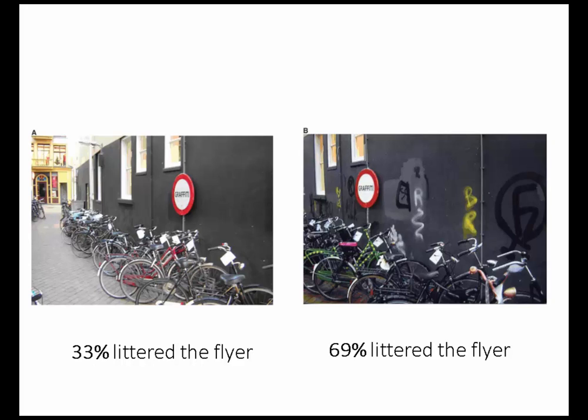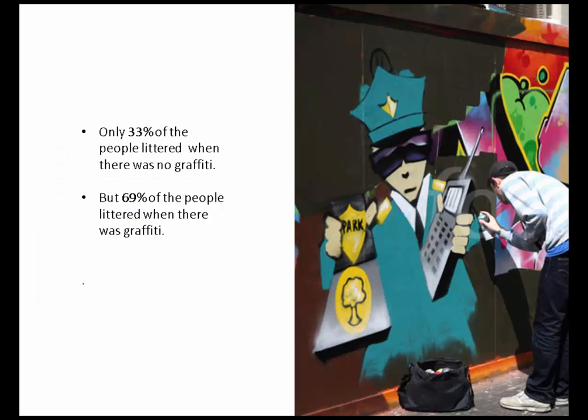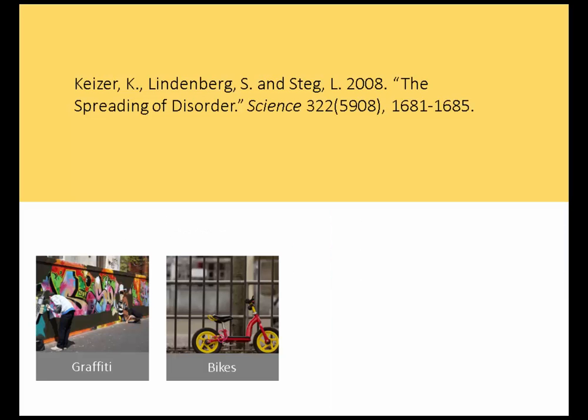You can control for the unobserved. Actually, we call this unobserved heterogeneity. And here it's being taken care of through the experimental design. But the finding, 33% compared to 69% of the people who littered when there was graffiti, is pretty stunning. Okay. And along these lines, they had 6 different experiments. I'm going to talk about 3 other ones, but the idea is exactly the same in these other experiments.